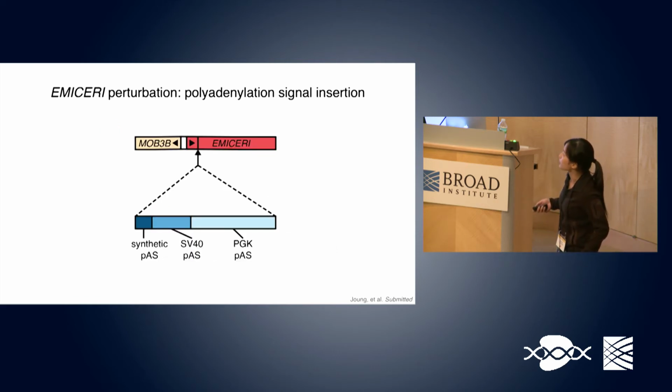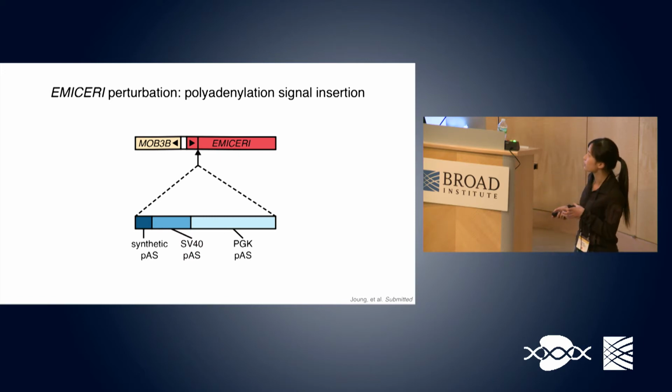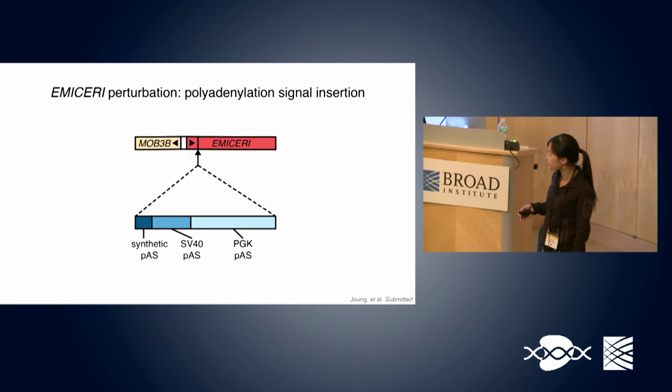The next perturbation experiment that we did was we inserted a series of polyadenylation signals downstream of emissary transcriptional start site. And we did this using Cas9 mediated homology-directed repair. We generated 3 different clones with the polyadenylation signal insertion. What this does is it terminates the emissary transcript, so we're eliminating the emissary RNA without perturbing any enhancer elements in the DNA too much.